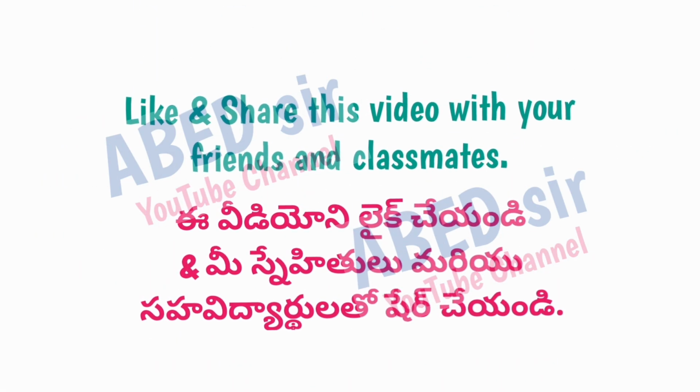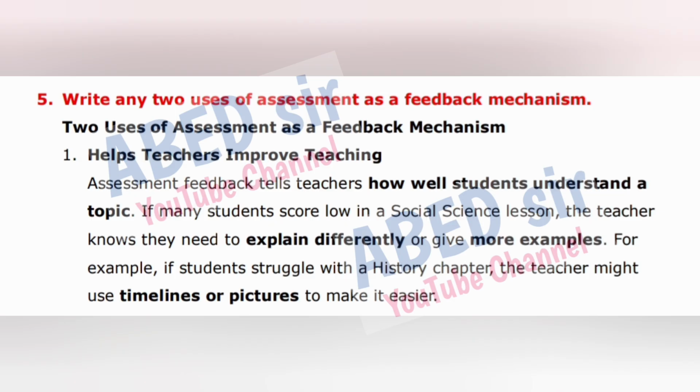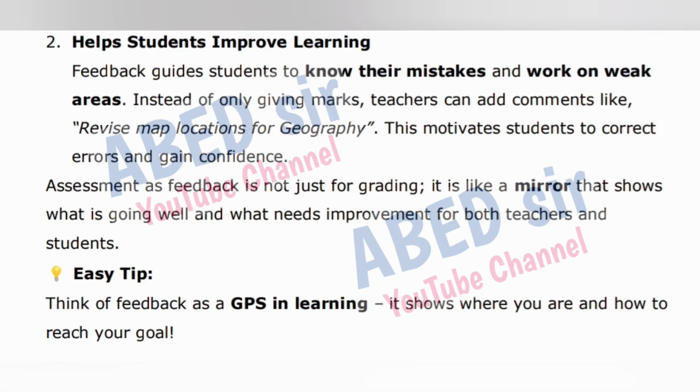Next important short question is 5. Write any two uses of assessment as a feedback mechanism. 1. Helps teachers improve teaching. Assessment feedback tells teachers how well students understand a topic. If many students score low in a social science lesson, the teacher knows they need to explain differently or give more examples. For example, if students struggle with a history chapter, the teacher might use timelines or pictures to make it easier. 2. Helps students improve learning.